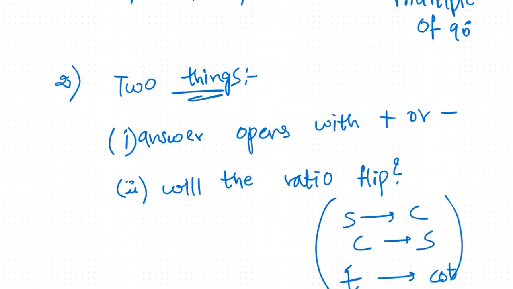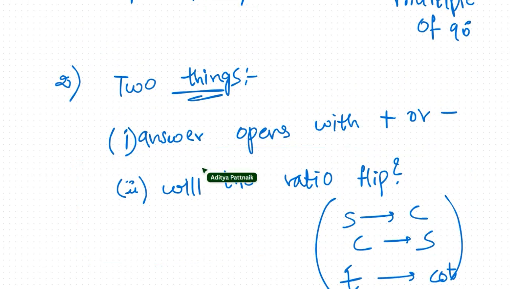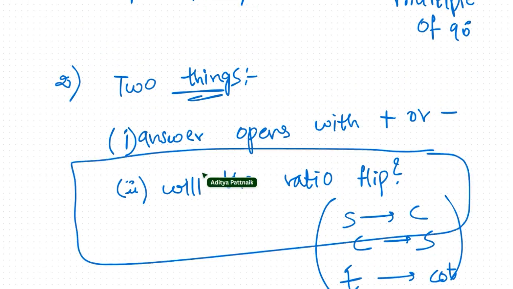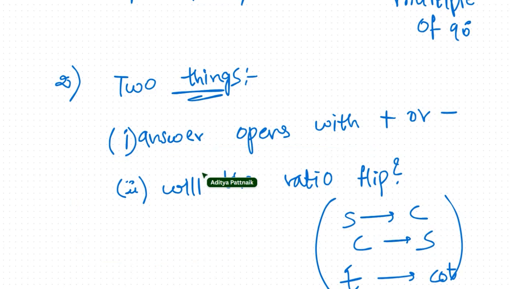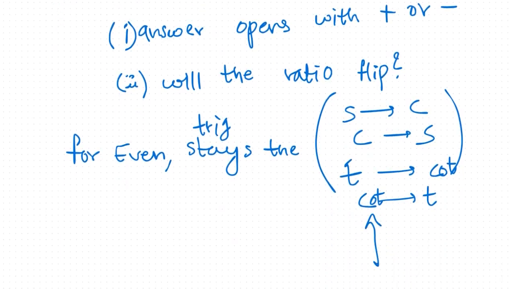So how do you determine whether the ratio will flip or not? Based on whether the multiple is odd or even. For even, it stays the same, but if it's odd, then it switches. For an even multiple, the trig value stays the same. For odd, it flips like this.